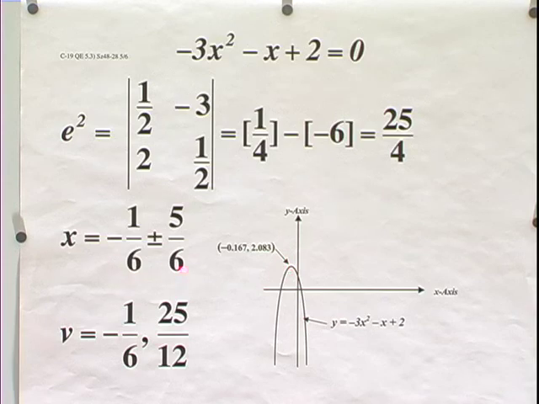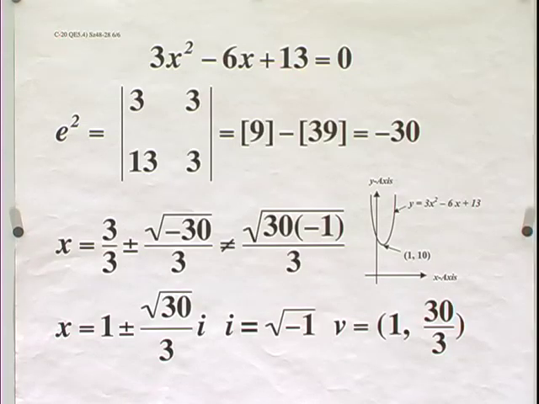And then the roots will be rational. -1/6 plus 5/6 is 4/6, or 2/3, so 2/3 and a 0. And this -1/6 minus 5/6 is -1. So this is -1, 0. So we have these 3 points, and we can sketch the parabola.